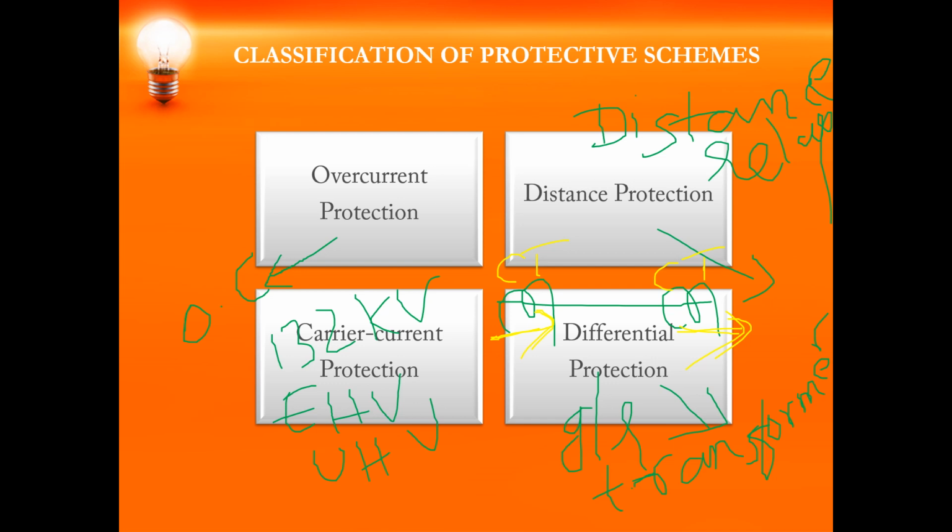Differential protection, it will have CTs on both the sides of the power system wherein you monitor the entering current and leaving current. If entering and leaving current are different, the relay is going to operate. If it is same, then it will be under the normal operating conditions.